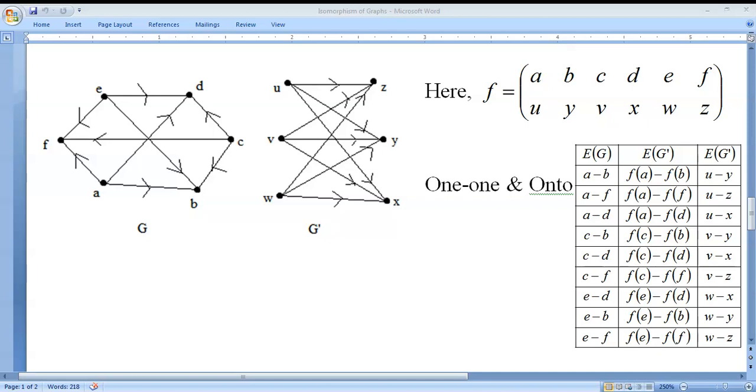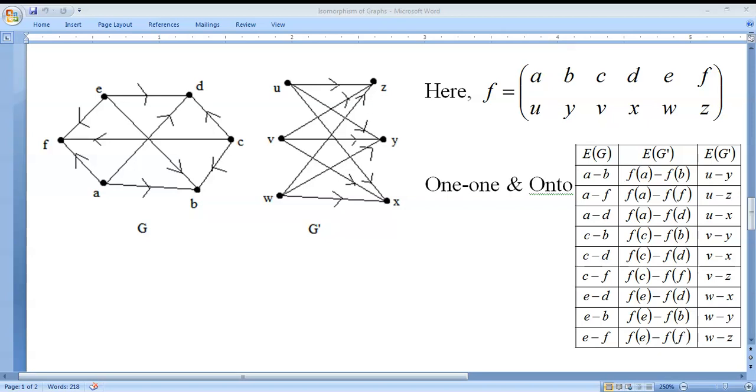Second one you need to verify is onto. Every element in the codomain must have pre-image. Okay, the elements in the codomain means vertices of the second graph. So u is having pre-image a and so on, z is having pre-image f. So every element in the codomain is having pre-images in the domain, so hence it is bijective function. Now you need to check the last condition.